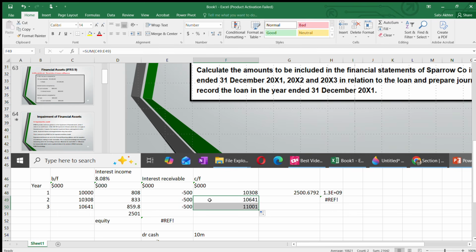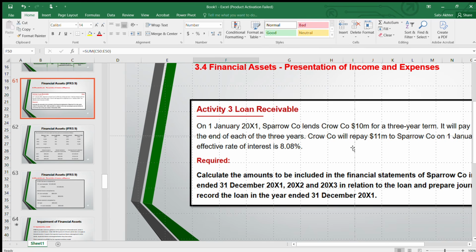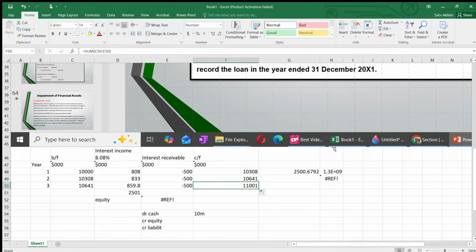So you see what's happening here. Just by changing the rounding difference, this number changes. But it will be around 11,000 only. It should be 11,000 because you'll be repaying it at 11,000. That means 11 million.